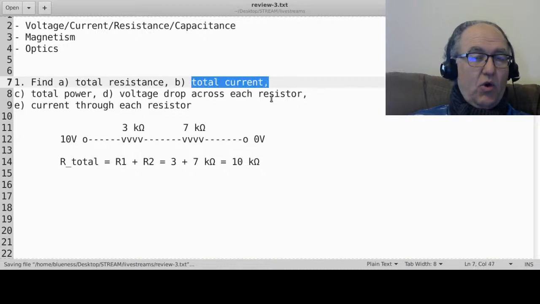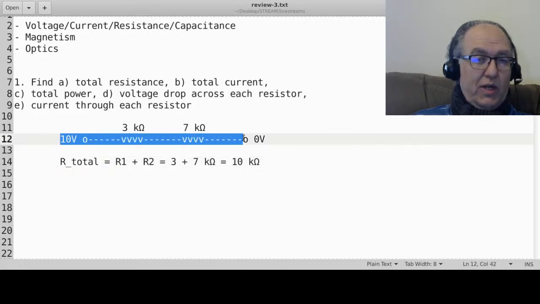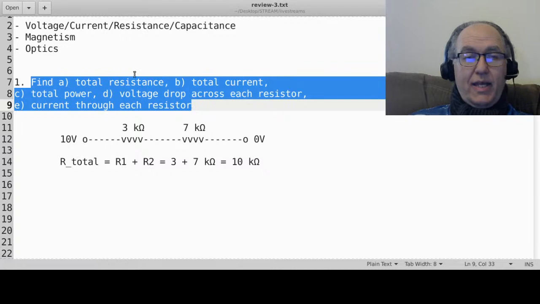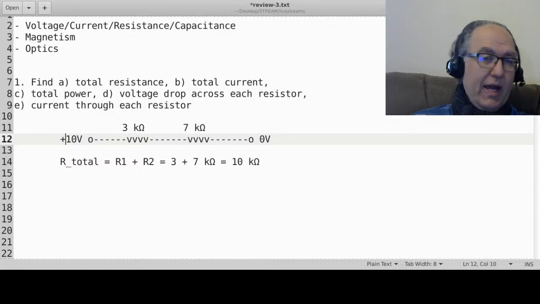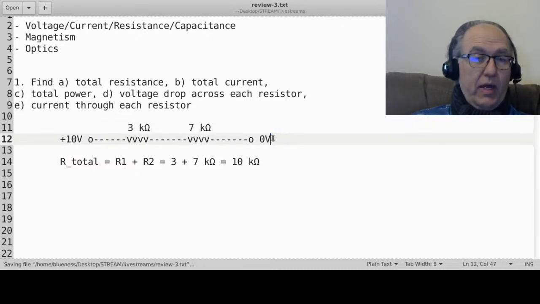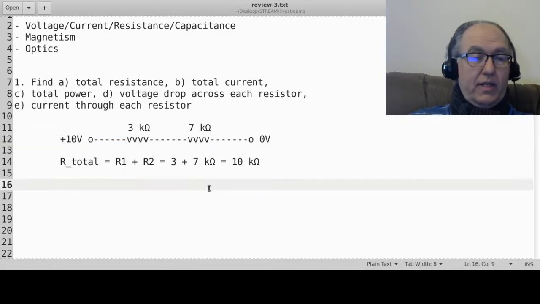B is what's the total current? Now, if you have the total resistance and you have the total voltage across all of it, and you'll see here I didn't say what the voltage was in the body of the question, but you can see here that one end is at a 10 volt. You can even say plus 10 volts like that. Okay, so one end is at plus 10 volts, the other end is at 0. Okay, so the total voltage across both resistors is 10 volts.